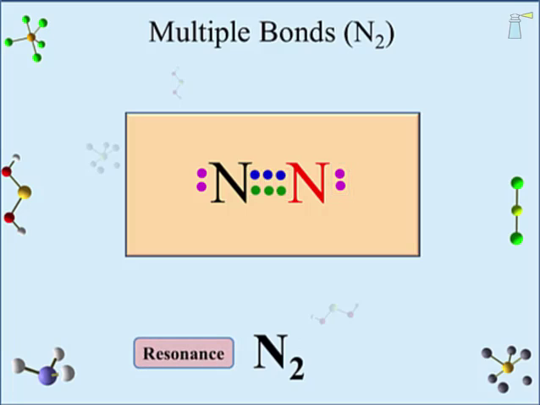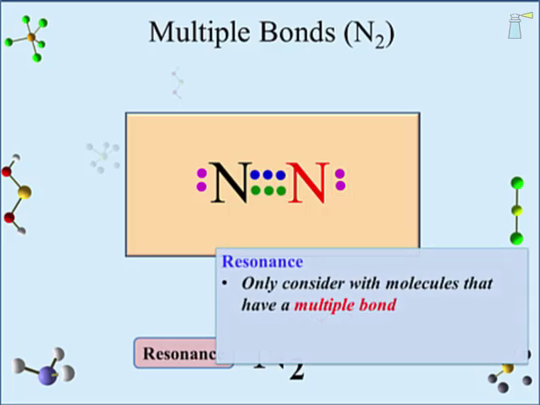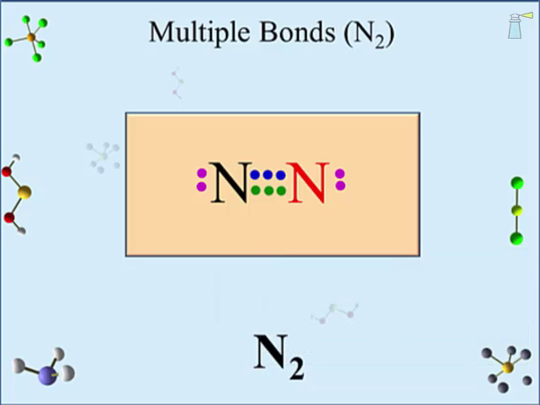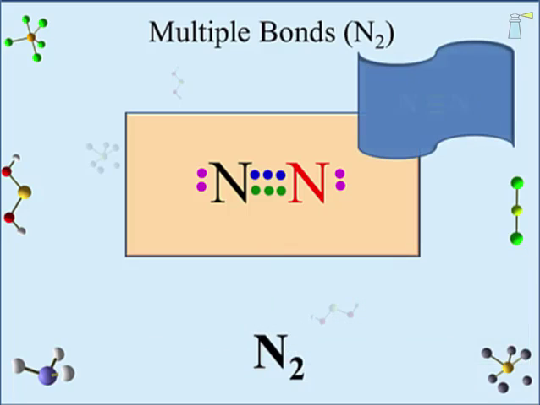Does it have resonance? N2 has a multiple bond. However, there is no choice of how to arrange the triple bond, therefore there is no resonance. The structure is complete. The N2 structure can be represented with 3 lines as 3 covalent bonds. Lone pair electrons can also be included as lines.